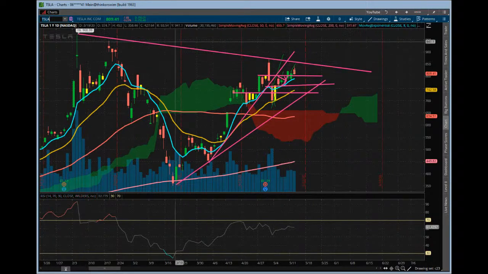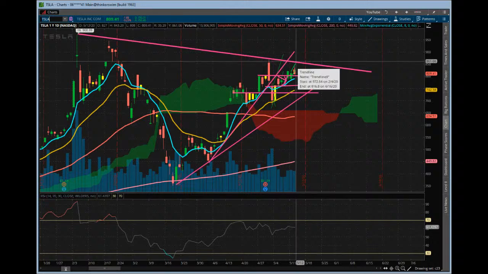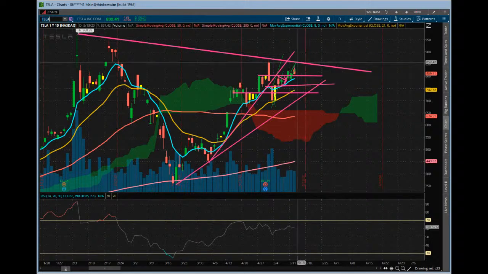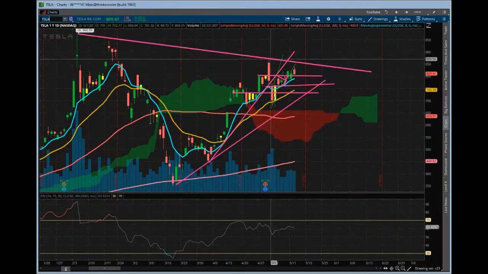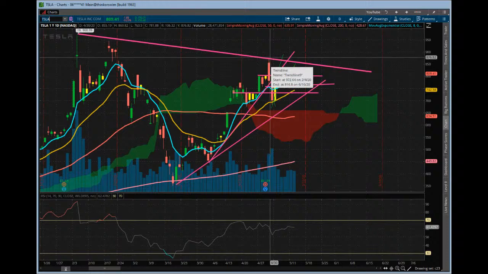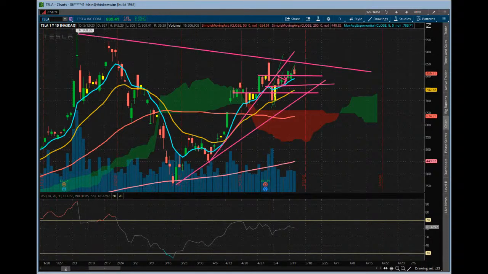So we're still below this geometric level right here. That's kind of the key level to break out of right now. Right now it's kind of in that 850 to 860 area. So let's see if we can take out this level too, this 869, 870. Then we may see it try to work its way back up to all-time highs if Tesla wants to.